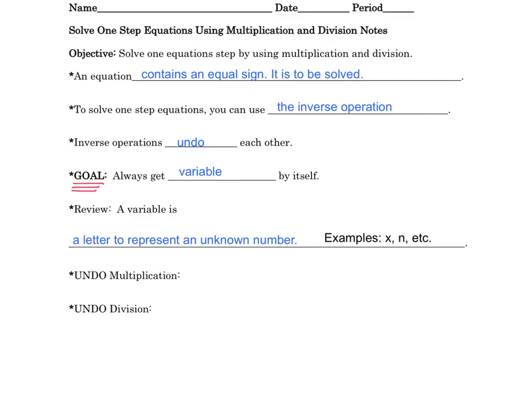Okay, so we want to undo multiplication. To undo multiplication, we're going to use the opposite operation, the inverse operation, which is division. And then to undo division, we're going to use the inverse operation of multiplication. Let's do some examples together.